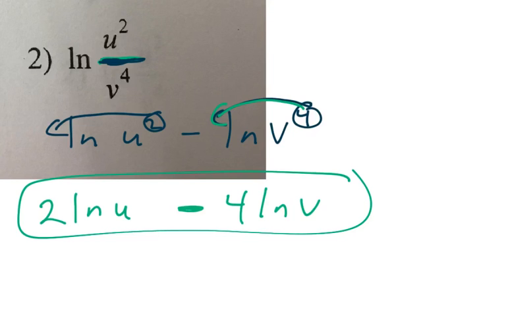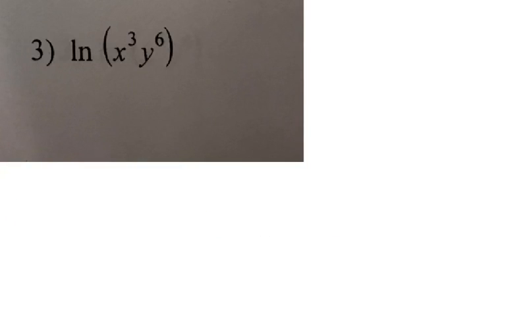We're going to do a couple more now. Look at number 3. Notice this one, again, doesn't have any power out here, right? So it's a pretty straightforward problem. We basically have x cubed times y to the 6, right? Well, what does multiply do, actually? It becomes adding, right? So this can be written as natural log of x cubed plus the natural log of y to the 6.